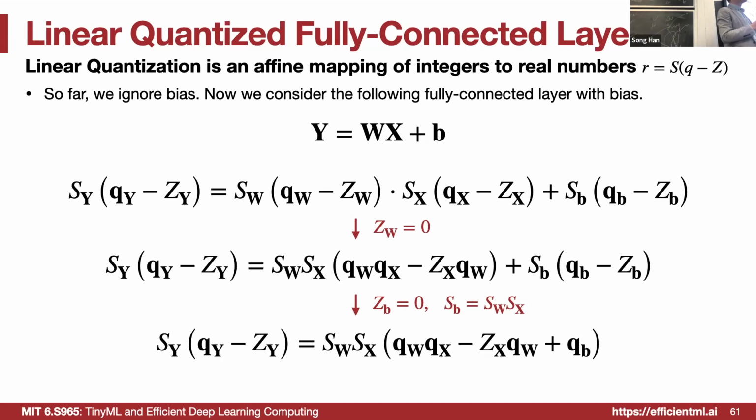Oh, so Q and Z are matrices. Yeah, this QX, this QW, and this QB, they are matrices. And Z is a constant. It's a value. Okay. It's a bias, element bias. Yeah.